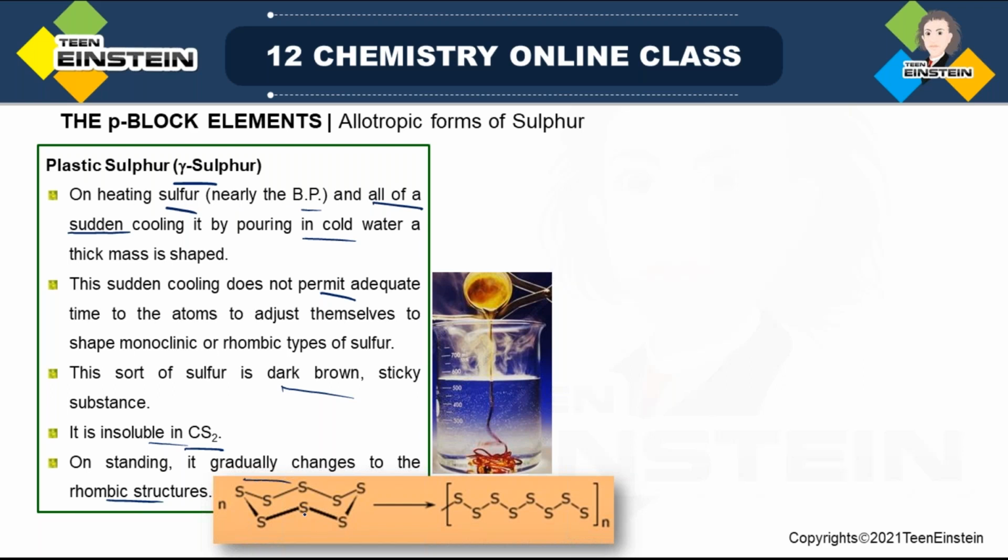So you can see here the polymeric type of structure. This is n number of these S8 crowns. This is a crown, right? But now the arrangement will be such that, see, n number of this unit. That means it is polymeric in nature.